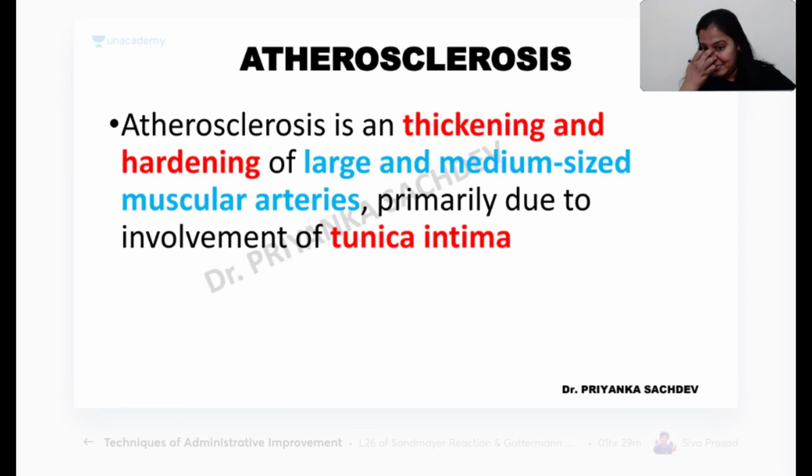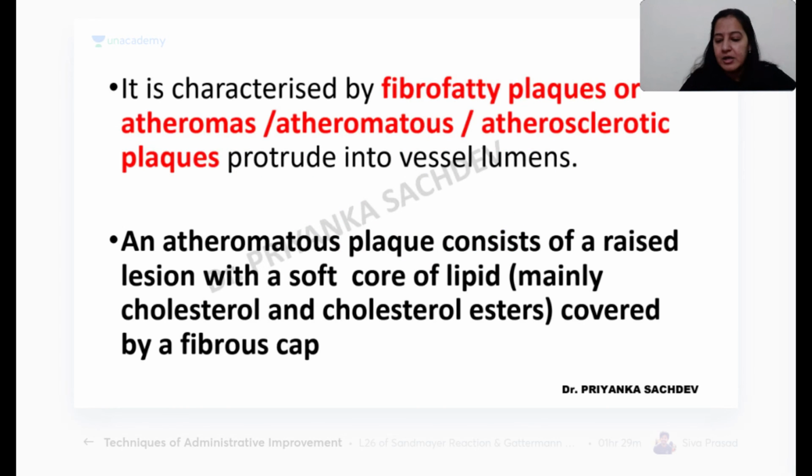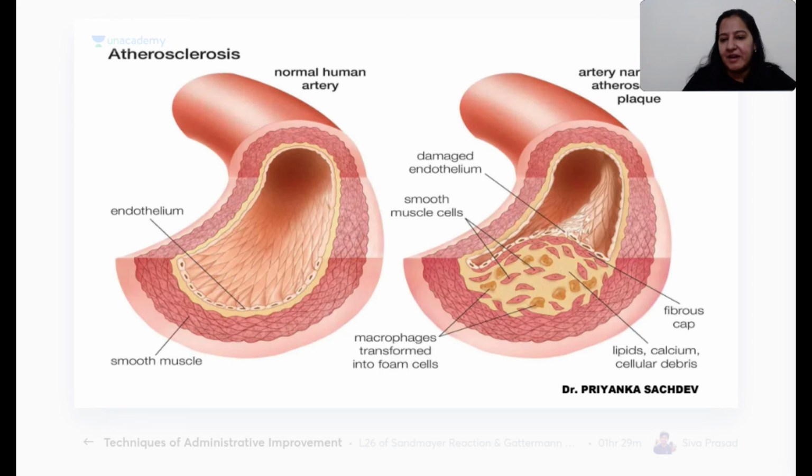So atherosclerosis. Again, I'm specifically teaching you here the pathogenesis of atherosclerosis. So what is atherosclerosis? In atherosclerosis, there is thickening and hardening of the arteries. There is involvement of intima. The most common layer involved in atherosclerosis is intima, not media, not externa. Intima is involved, so a fibrofatty plaque is formed which protrudes in the blood vessel.